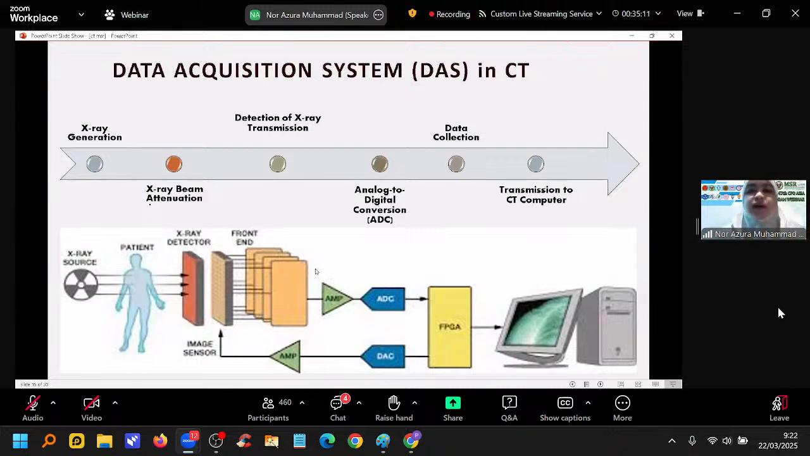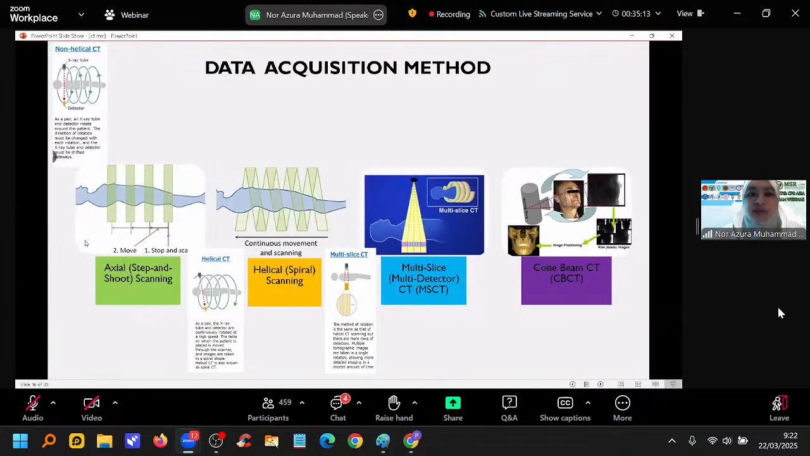All right, and then we move to the data acquisition methods. There are 4 methods. First is axial scanning, step and shoot. Think of this method like taking a photo, moving a bit, then taking another photo. The machine scans one slice, stops, then moves and scans again. So it's slower but gives a precise image.